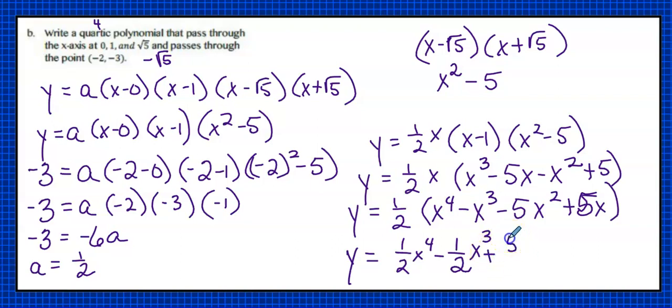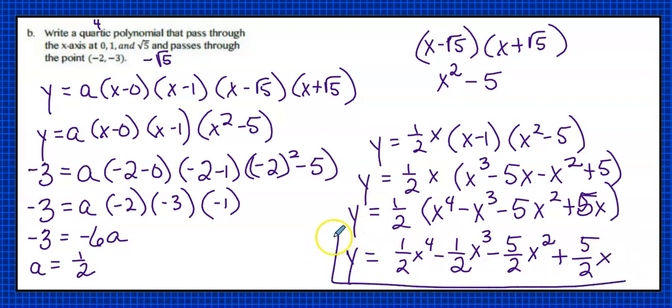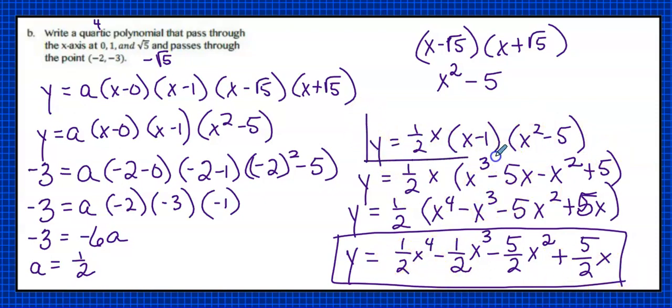Oops, that should be a plus. Nope, that is a minus. I was thinking about the last problem. So minus 5/2 x squared plus 5/2 x. Now, if you're saying, why couldn't we just leave it like this? You can, because you can graph it at this point, but putting it in standard form is going to look like this. So I would probably accept either one of these on my test.